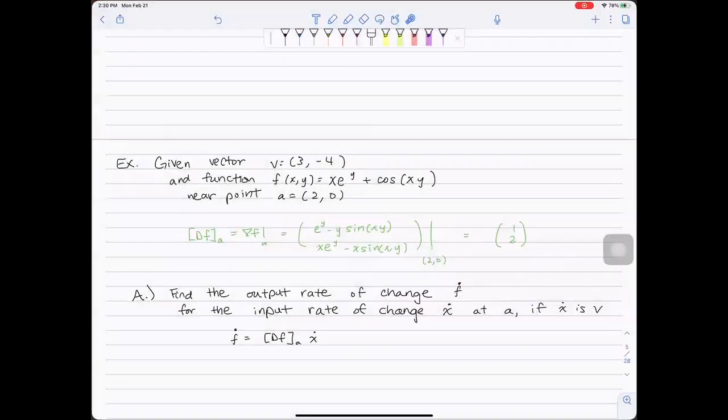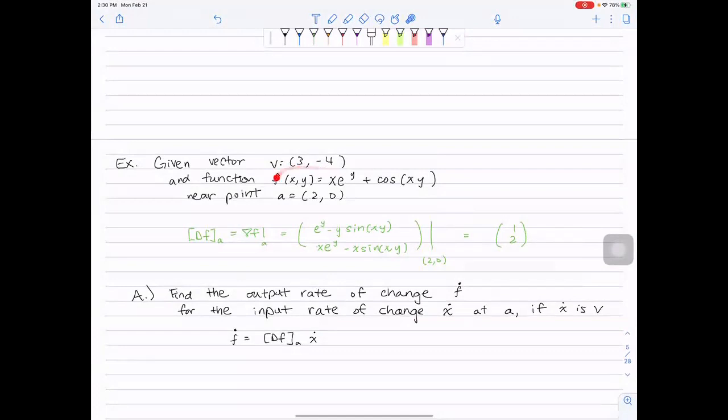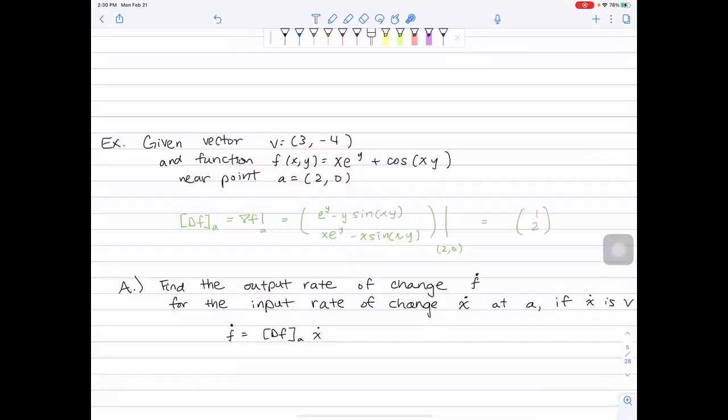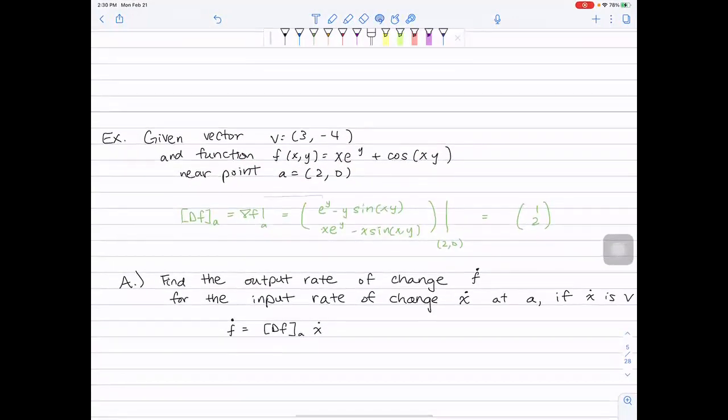Okay, so you're given some vector and a function. Notice how my function right now is written implicitly, meaning that it's just one function, normally like an equation. And we're given some point A. Well then, let's find what df is. If you're given this function, we know how to find the derivative, right?